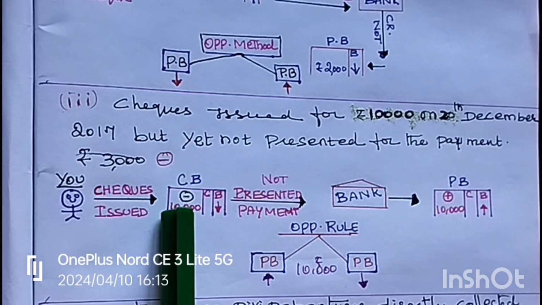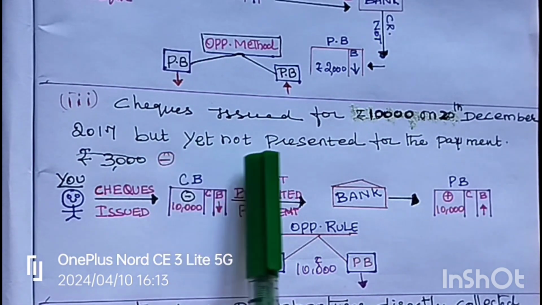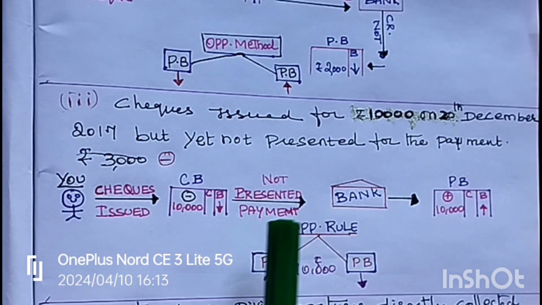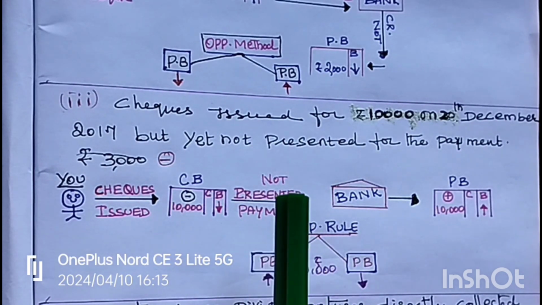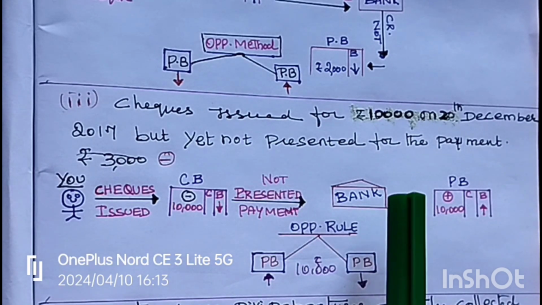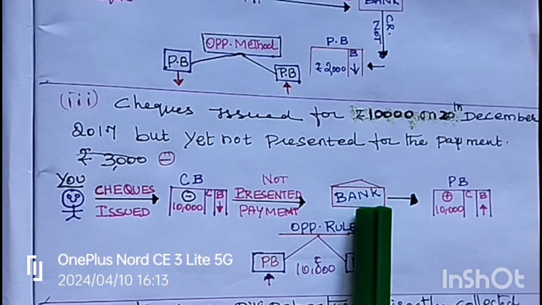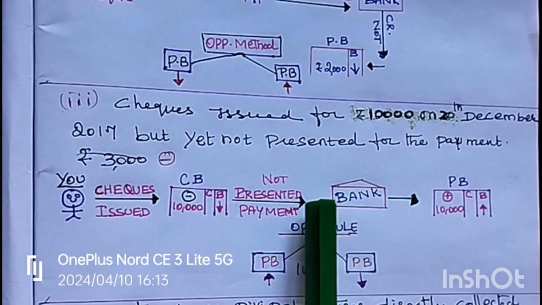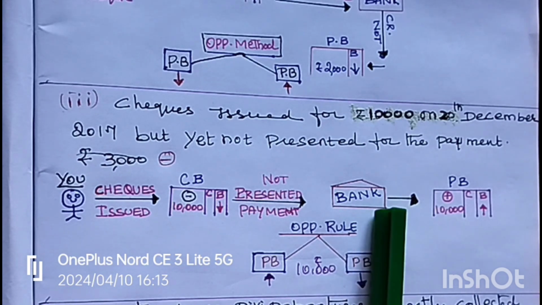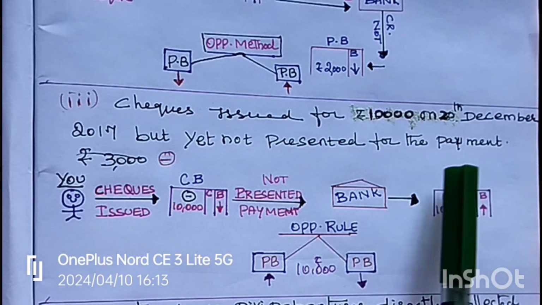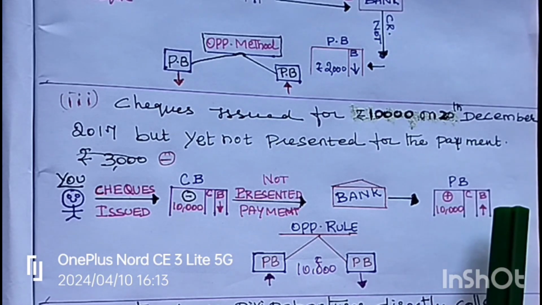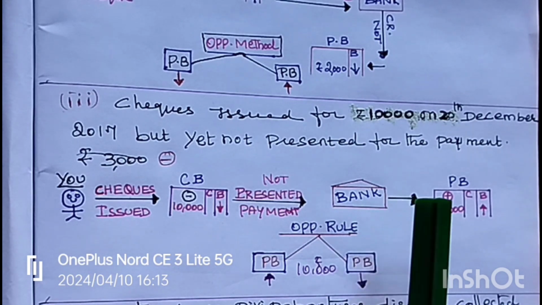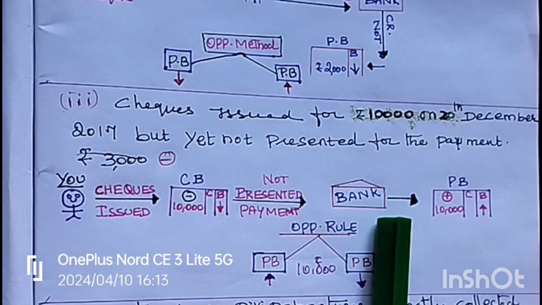Okay. But the check is not yet presented for payment into the bank, which means on the same day the check was not deposited into the bank. So what happened in the bank? Since payment was not made in the bank, the passbook shows 10,000 rupees increased, because the check was not presented for the payment in the bank.